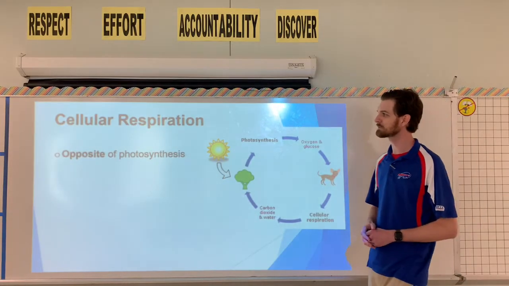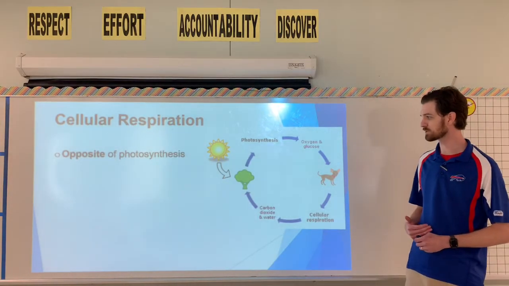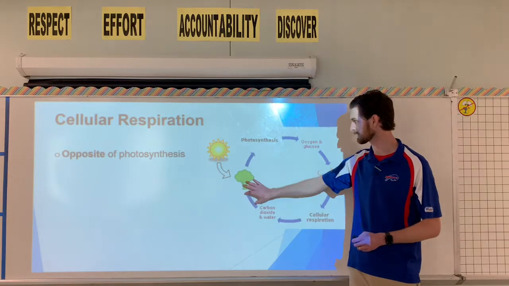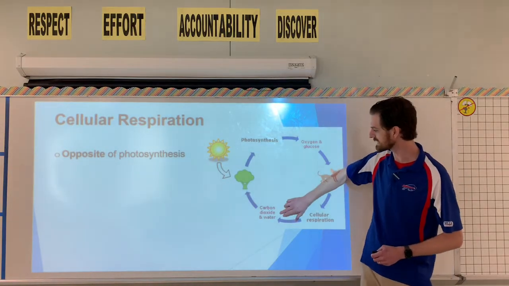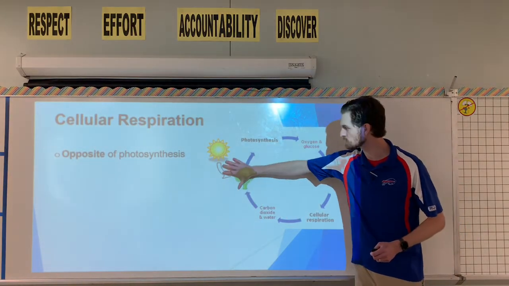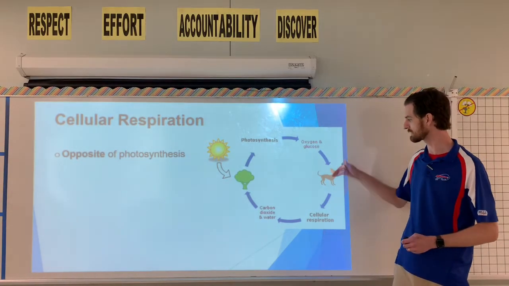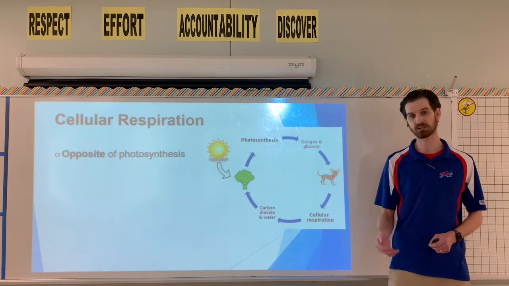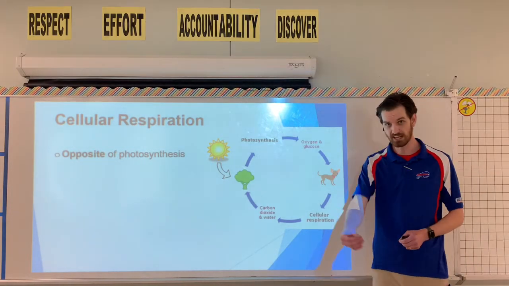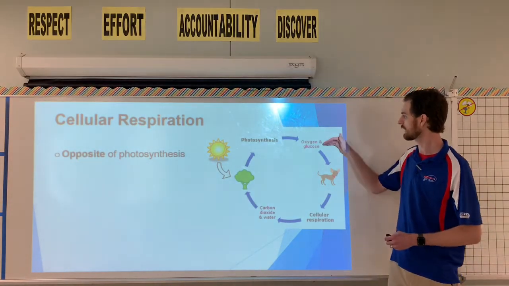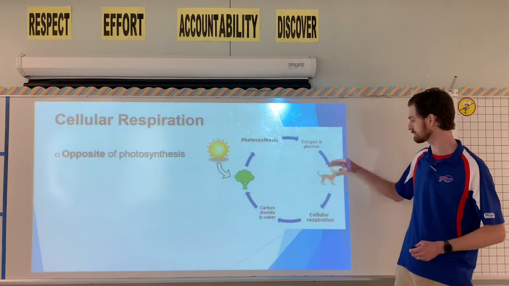Now, when we talk about cell respiration, it is the opposite of photosynthesis. As you can see in this chart here, the plant's going to do photosynthesis. It's going to take in carbon dioxide and water. It's going to use the sun's energy to produce oxygen and glucose, which is usually brought in by some sort of animal, either by eating that plant or eating something that ate that plant to get those sugars and also the oxygen in the atmosphere, so we inhale that.